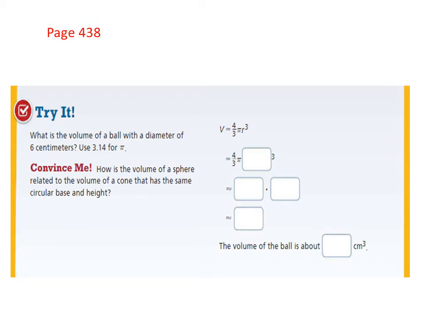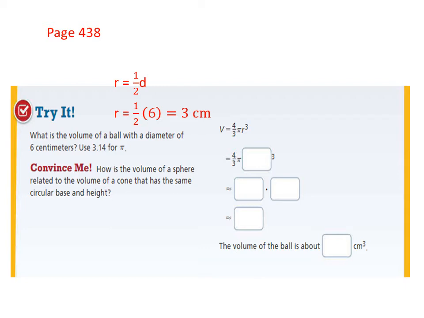Example 1. What is the volume of a ball with a diameter of 6 centimeters? Use 3.14 for pi. The first step, think about the radius length. Do we have the radius length here? Or can we find the radius length? Yes, because we have the diameter length, and of course the radius length equals half the diameter. So divide 6 by 2, or find half of 6. Half of 6 is 3 centimeters. So r equals 3 centimeters.